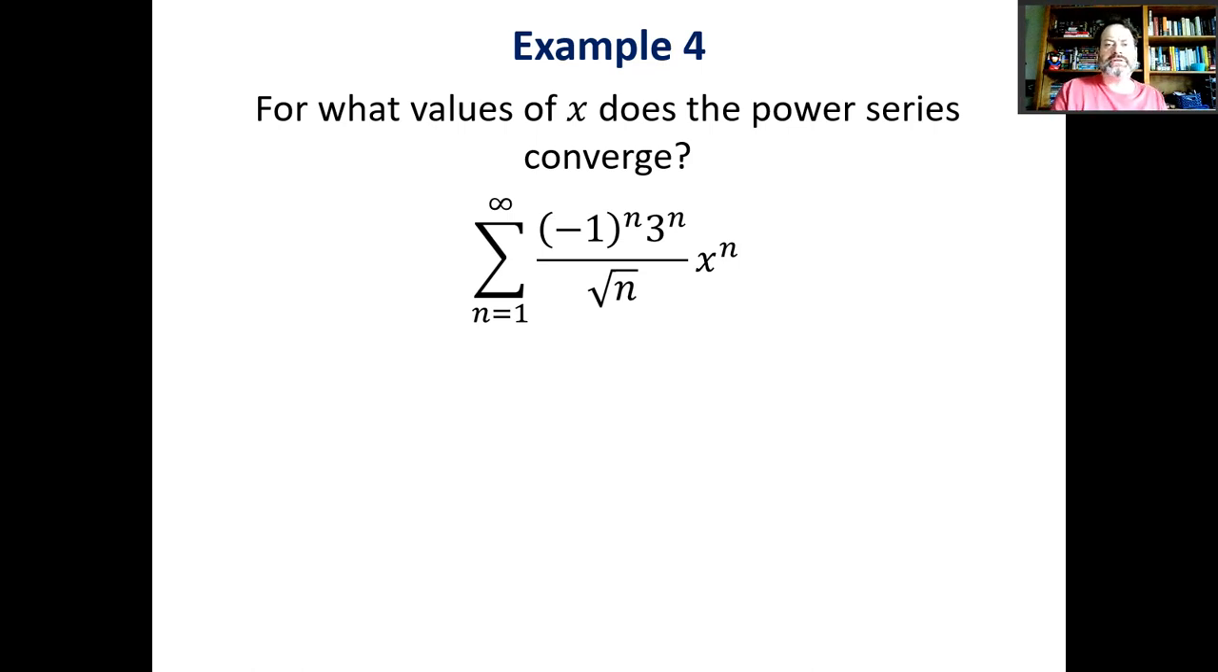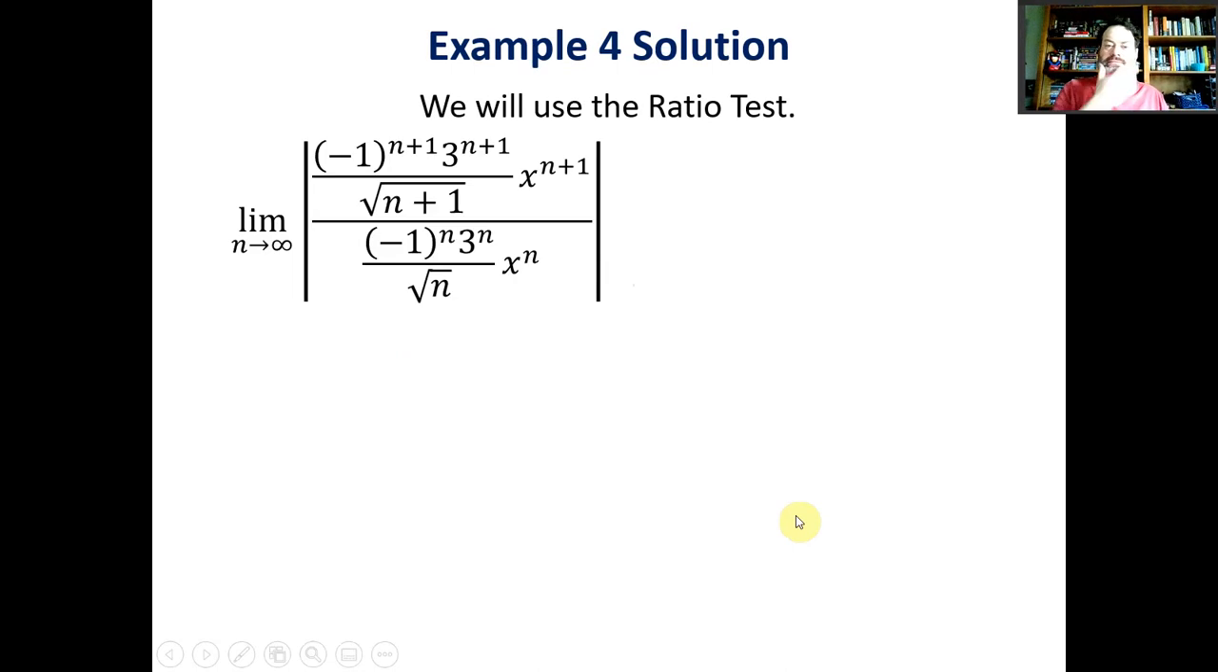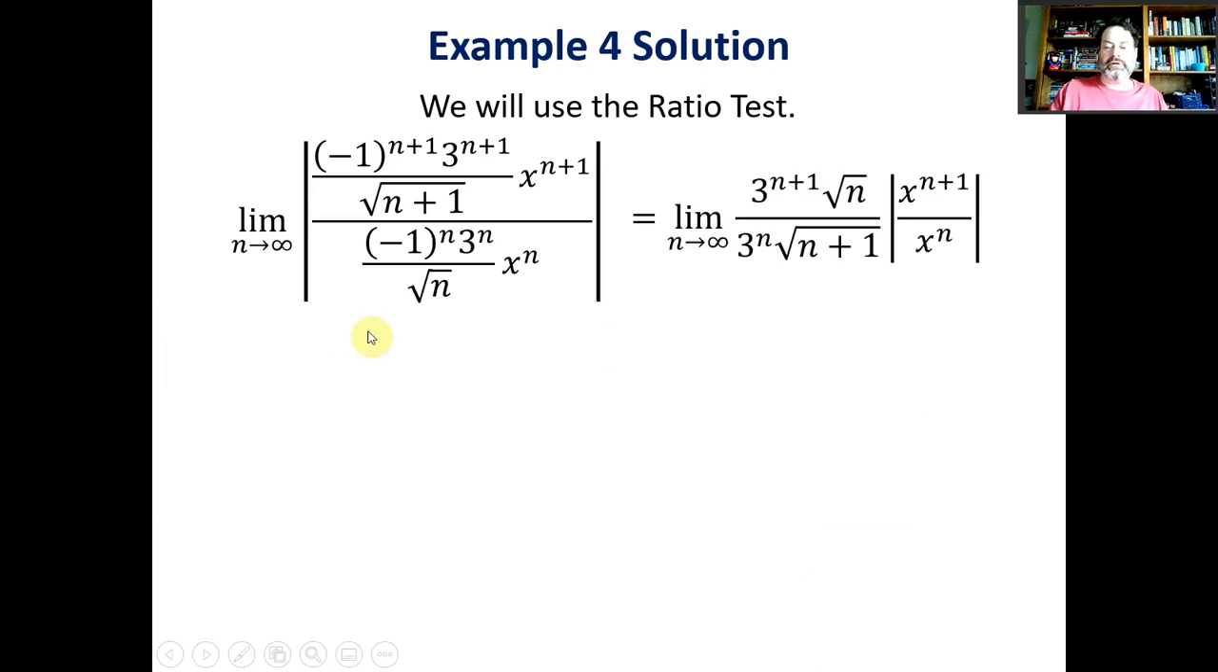For what values of x does the power series converge? So ratio test again, of course. Flip and multiply, and then factor out what you can, right? So the n's can all come out of the absolute value. The x's have to stay in. And then we're going to be able to simplify, right? 3 to the n plus 1 over 3 to the n is just 3. I can pull all these inside the radical. And this is just x.